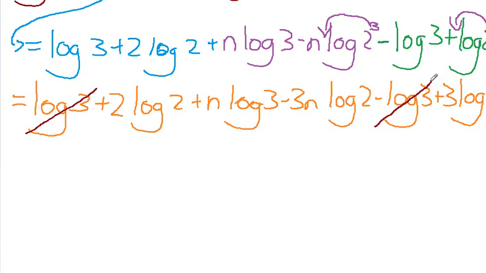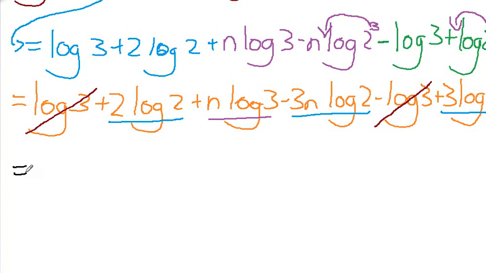So let's underline our log 2's. That's a log 2, and that's a log 2, and that's a log 2. And then in purple, let's underline our log 3. So we've got an n log 3 there. And that's it, actually. Good. So let's go for black.